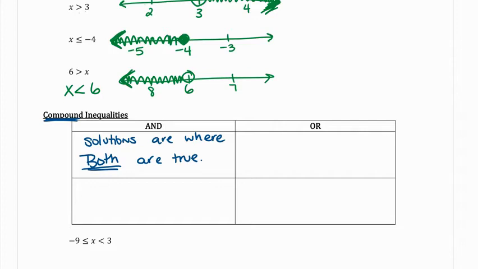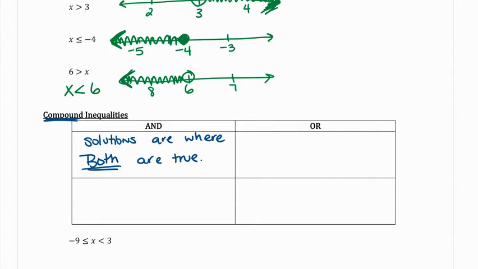Okay, so for example, if I said that my t-shirt has to be blue and it has to be a size small, it has to be both of those things at the same time in order for it to be the same, or in order for it to be true. Right? I only wear t-shirts that are blue and that are size small. So that has to be true.